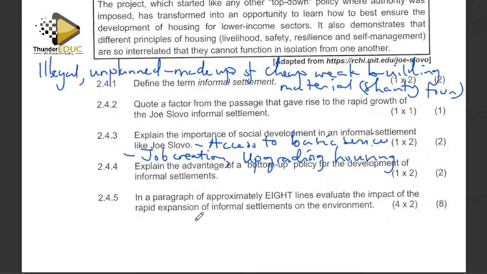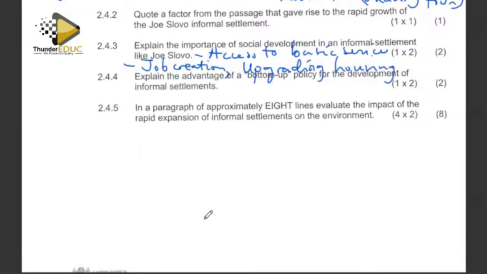Explain the advantage of bottom-up policy for development of informal settlement. Bottom-up is a development approach that starts from the people in the informal settlement to the authorities, not the authorities imposing on the people, but the people coming out with ideas and putting forward ideas to the authorities. Why is it important? We can argue that, as number 1, 2, 4, it assists.